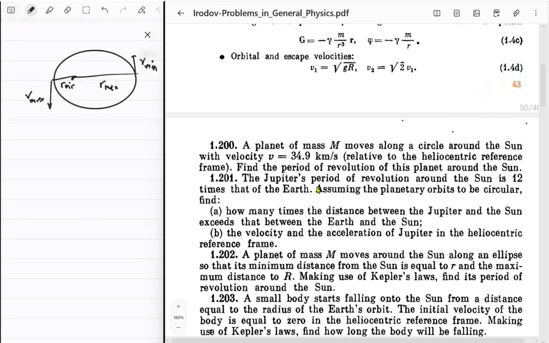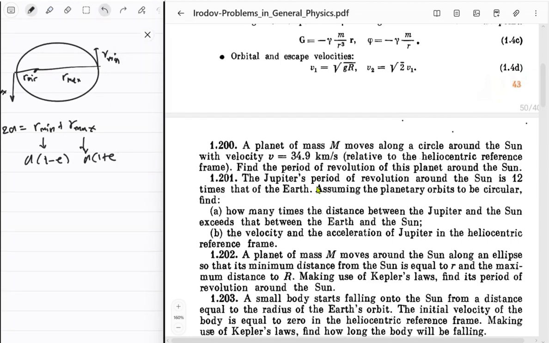This is an ellipse. The semi-major axis is small a, so 2a is equal to r minimum plus r maximum. Using all that geometry, you can easily write r minimum is just equal to a times (1 minus e), and r maximum is equal to a times (1 plus e).